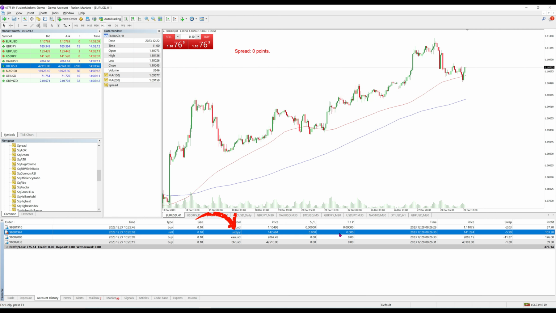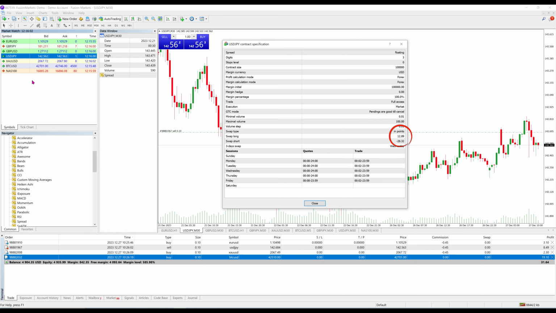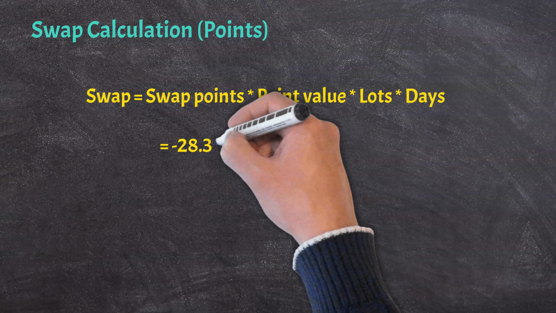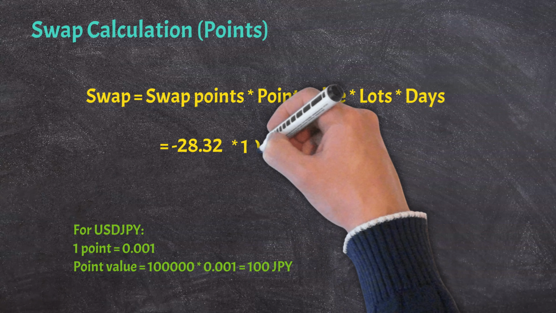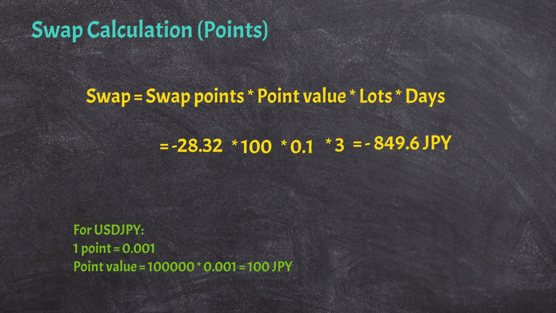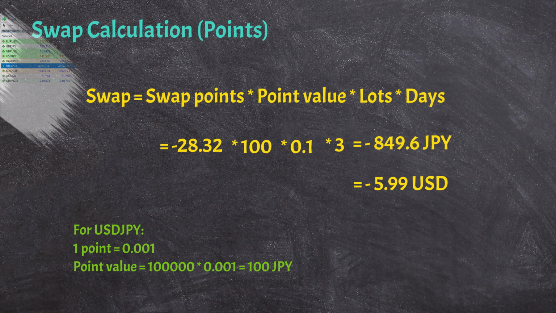Next up is a short on the dollar-yen, which has a $5.99 swap debit. Swap short was a minus 28.32 yen. For yen pairs, 1 point is 0.001 with a point value of 100 yen. Once again, it's triple swap Wednesday, giving us about minus 850 yen. Remember to use the quote currency when calculating swap in points. Using the end-of-day dollar-yen value of 141.83, this converts to minus 5.99 US dollars.